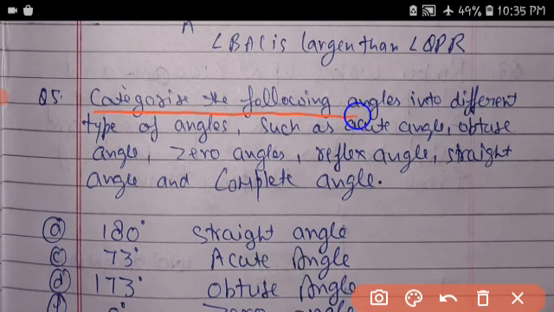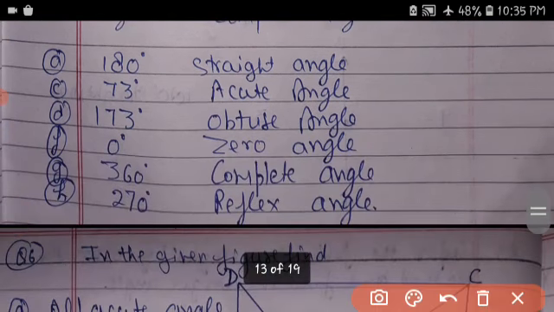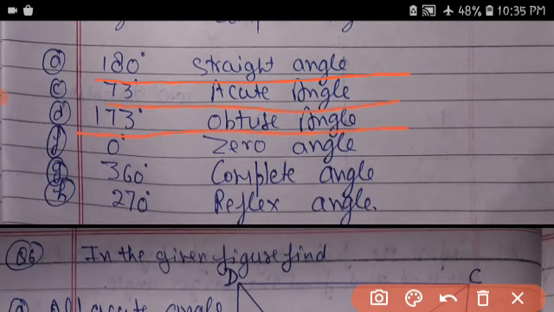Categorize the following angles into different types of angles such as acute angle, obtuse angle, zero angle, reflex angle, straight angle and complete angle. 180 degrees is a straight angle, 73 degrees is an acute angle, 173 degrees is an obtuse angle, 0 is a zero angle, 360 is a complete angle, 270 is a reflex angle.